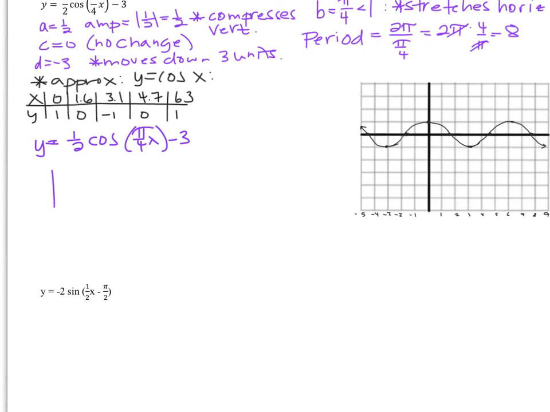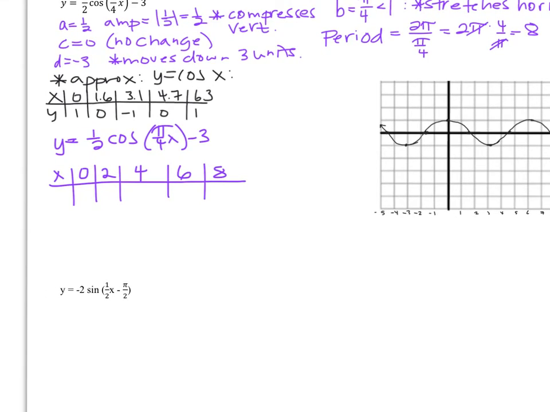For our table, let's start with our inputs. If we want to start at the same location, we haven't shifted left or right, and we're going to end at 8. We need to figure out how to get those values in between. Well, halfway between 0 and 8 is 4, so that'll go right in the middle. Halfway between 0 and 4 would be 2. These should be nice and easy to plot for us. And then halfway between 4 and 8 would be 6. So those are all of your input values.